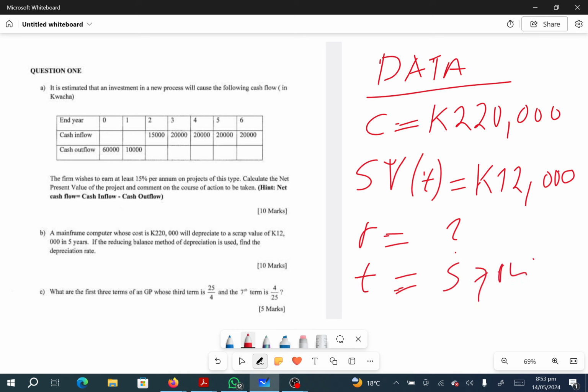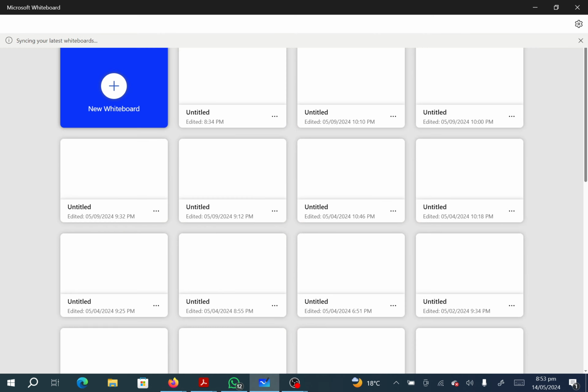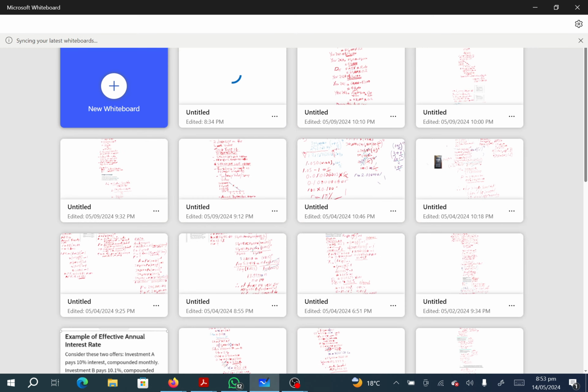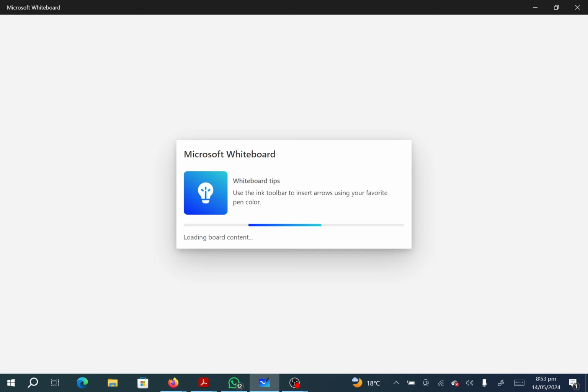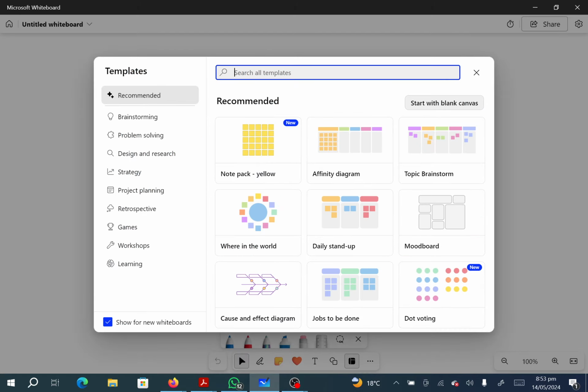Let me just open a new page. This one is quite slow. This one is skipping. Okay.